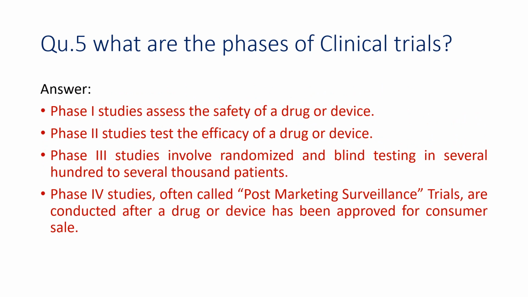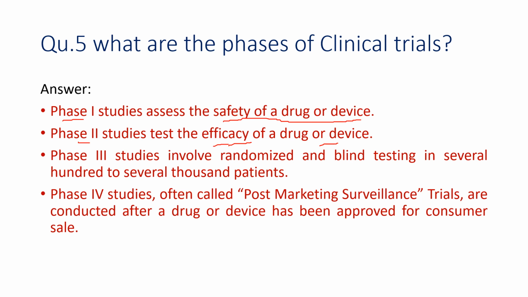Question number 5. What are the phases of clinical trial? Basically, clinical trials are performed in 4 phases. Phase 1 is a study that assesses the safety of the drug or device. So phase 1 is related to the safety of the drug or device. Phase 2 studies test the efficacy of the drug or device. So the efficacy is related to phase 2.